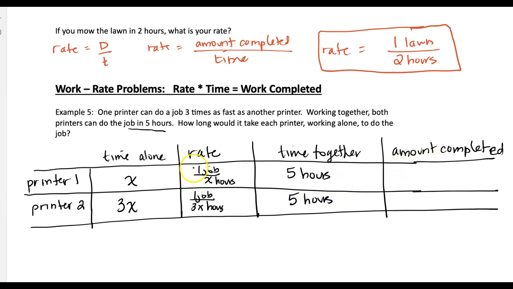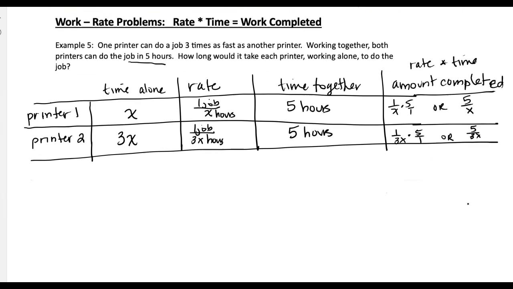How much is completed? Well, in our first row, we're just looking at printer 1, so the amount completed is going to be our rate times our time. So the rate for the first printer is 1/x times the time working together, which is 5 hours. So 1/x times 5 is going to be 5/x when simplified. Looking at printer 2, the rate was 1 job every 3x hours. And it's still going to work only 5 hours, because after 5 hours, the printing job is finished. It doesn't need to keep going. So its amount completed is 5/3x.